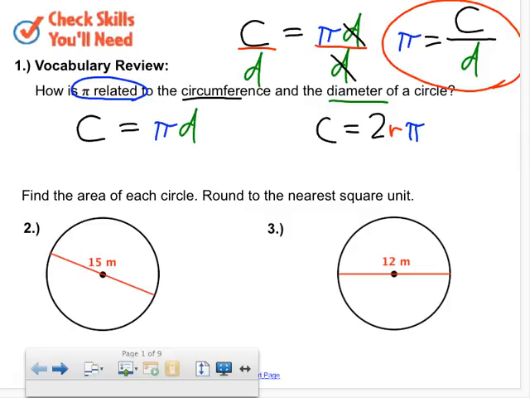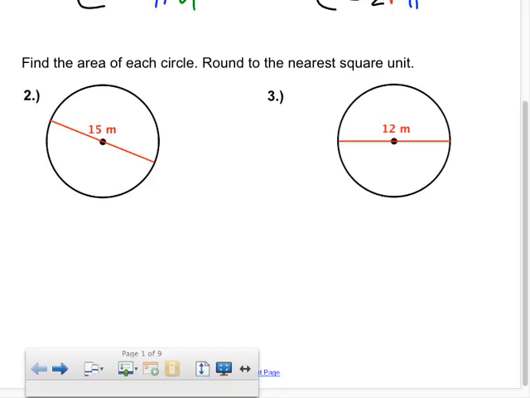Now, for number 2 and 3, we're going to find the area of each circle. Somebody gave me earlier, mistakenly, the area instead of circumference. What is the equation for area? Who remembers what the equation for area is? I heard it a minute ago. I think, Sergio, what's the area formula? Pi times radius squared. Nice. So area equals pi times the radius squared, right?